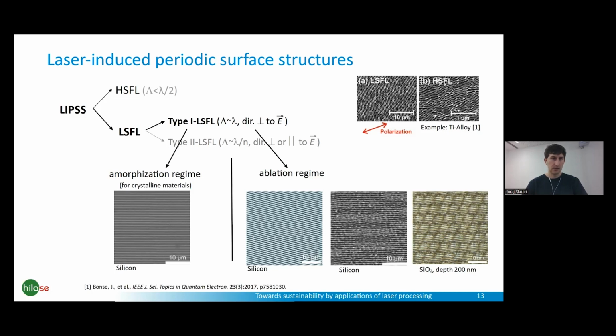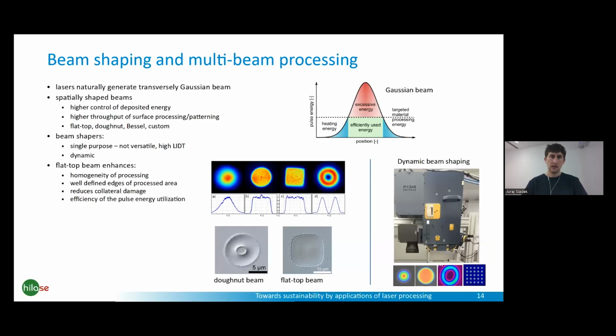The first is the amorphization regime, for example on crystalline silicon, where the silicon is turned into an amorphous phase in a periodic fashion. The other is the ablative regime, which can generate these structures on basically any material. It works well on metals, but it can also work on semiconductors and dielectrics.